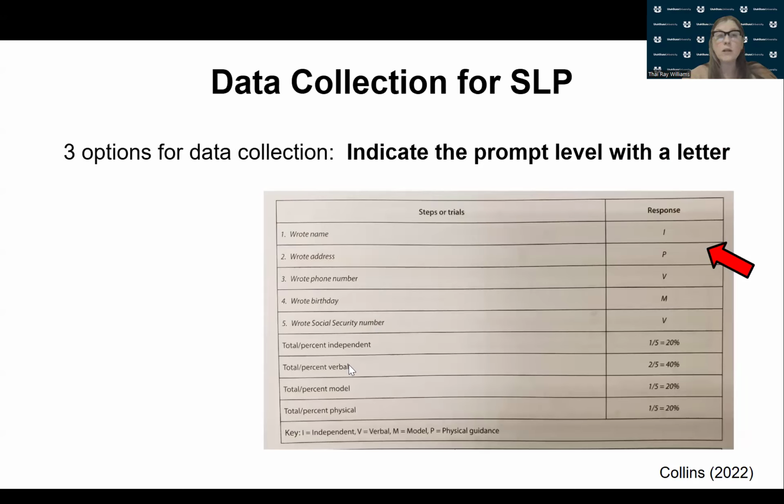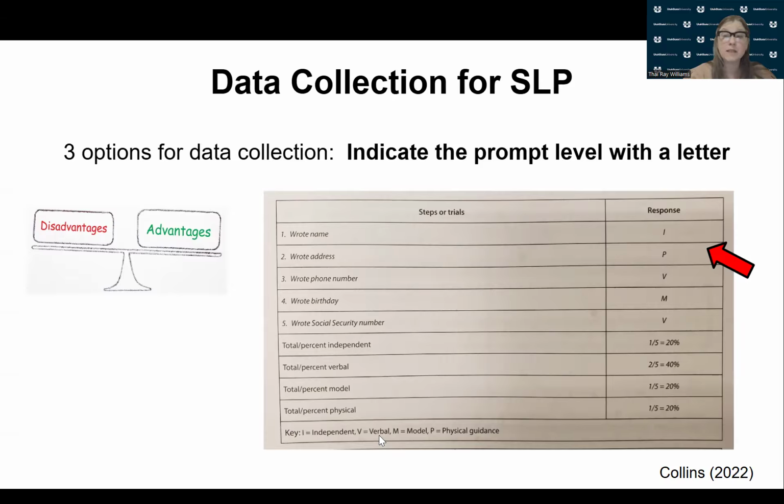So here is one of the examples of data collection. This is the one where you indicate the prompt level. You can see that the student wrote their name independently, and here's our key down on the bottom. They wrote their address with physical guidance. They wrote their phone number with a verbal prompt. Well, let's think about this. What are your thoughts on this? Can you think of any advantages and disadvantages of this type of data collection?